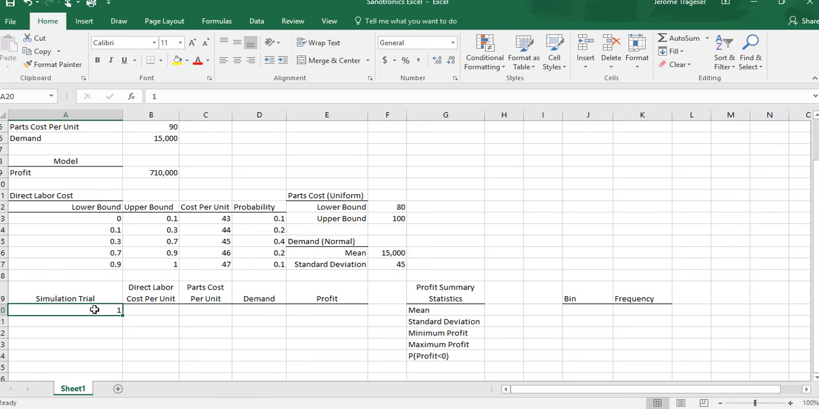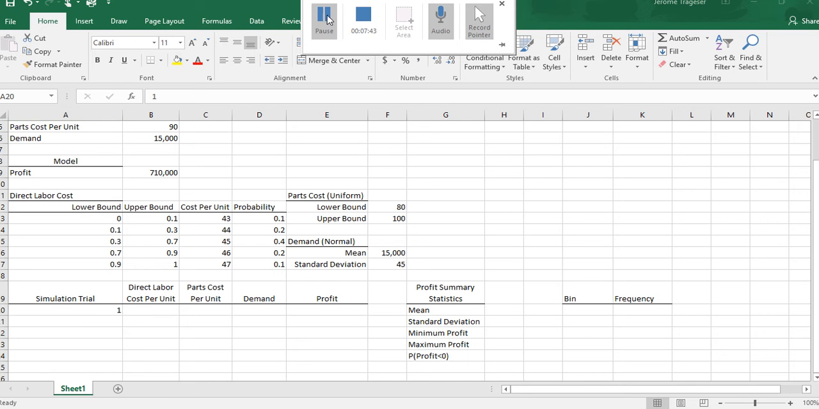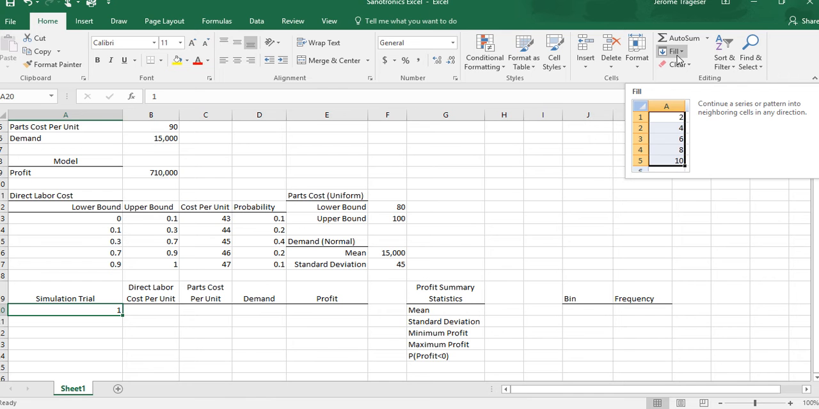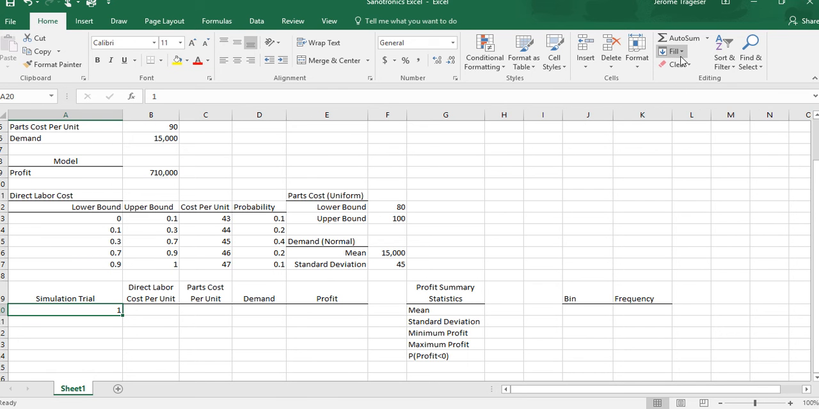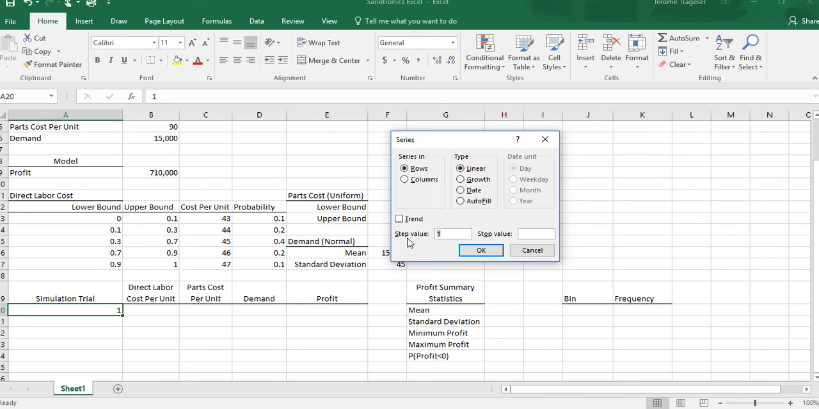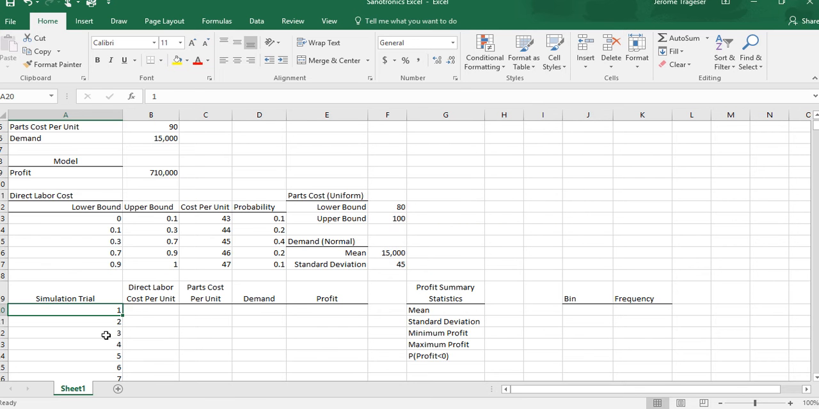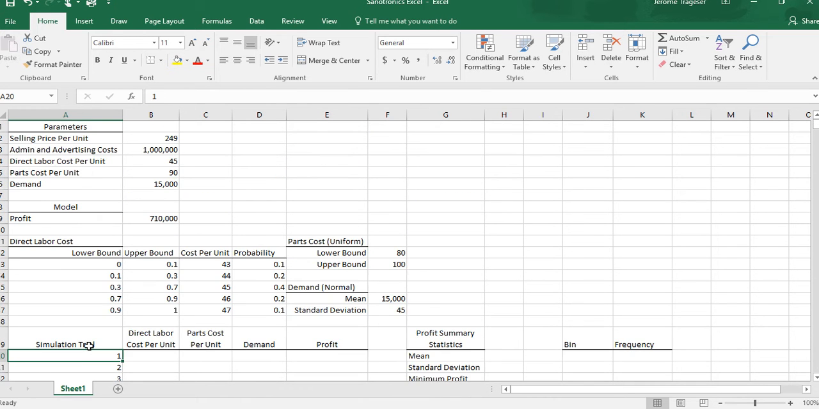So we entered a 1, place your cursor on that cell, and then from the Home tab you can go up and select Fill, then Series. We want to be in a column. We want our step value to be 1, meaning that we count by ones, not 2s or 10s or anything. And then our stop value is 1,000. We'll click OK, and it should go all the way down to 1,000.